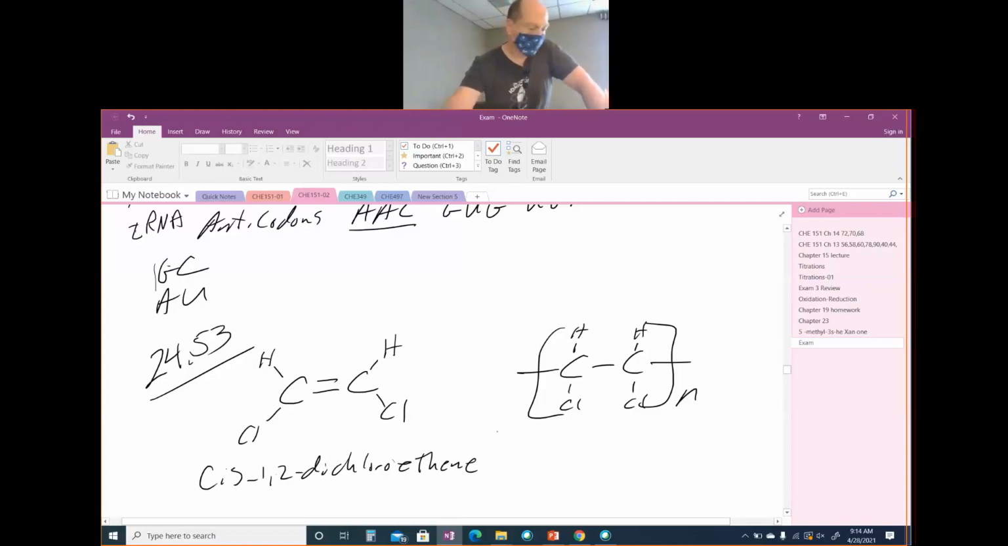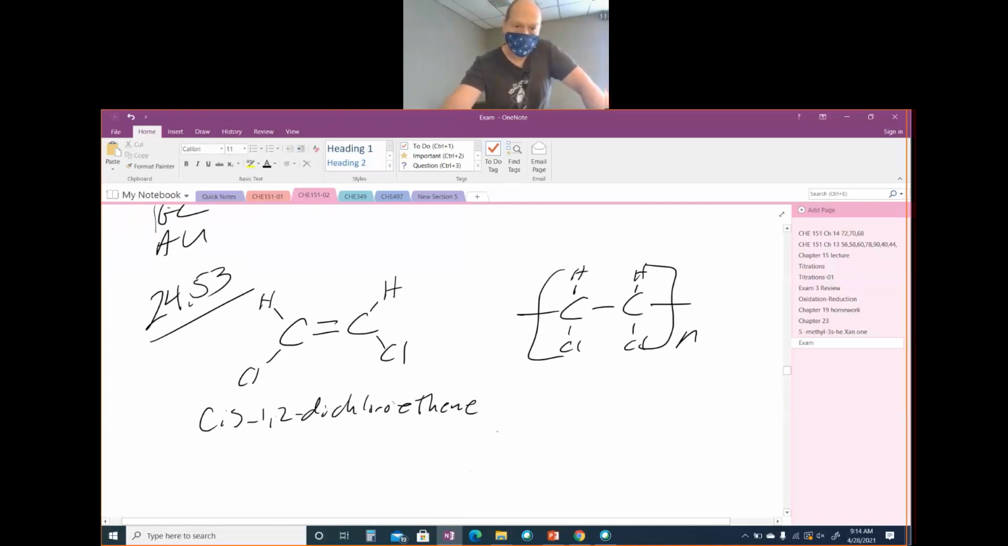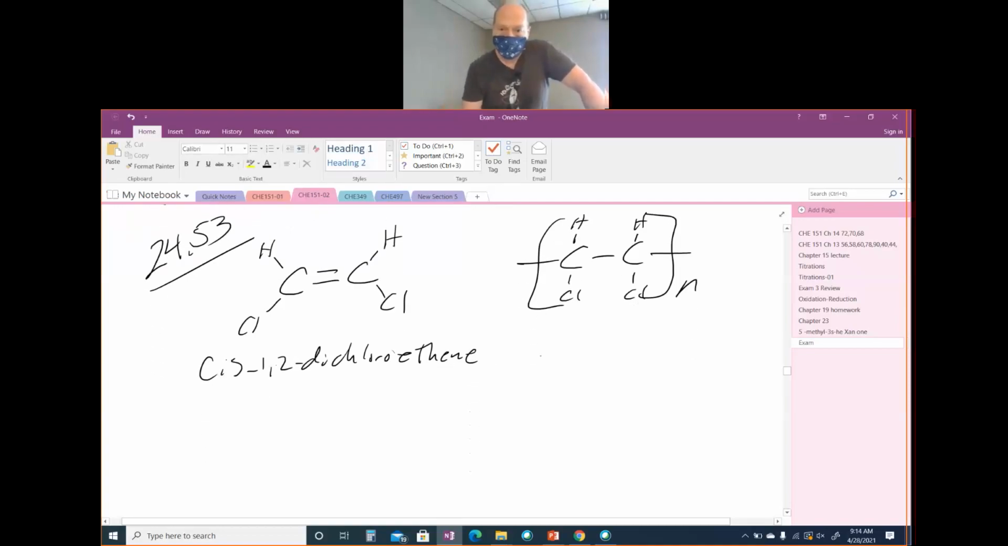All right, so they wrote the word trans and then they drew the cis conformation. And so this is simply, you write the word poly. So you polymerize it by adding n amount of that and n amount here. N is a large number. This is a poly cis 1,2-dichloroethene.